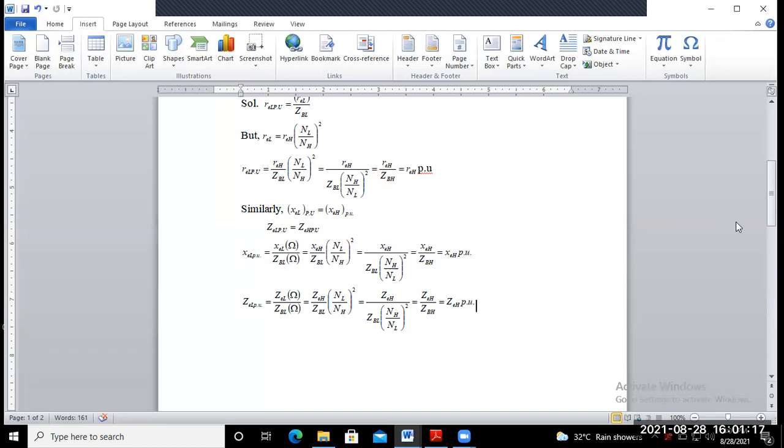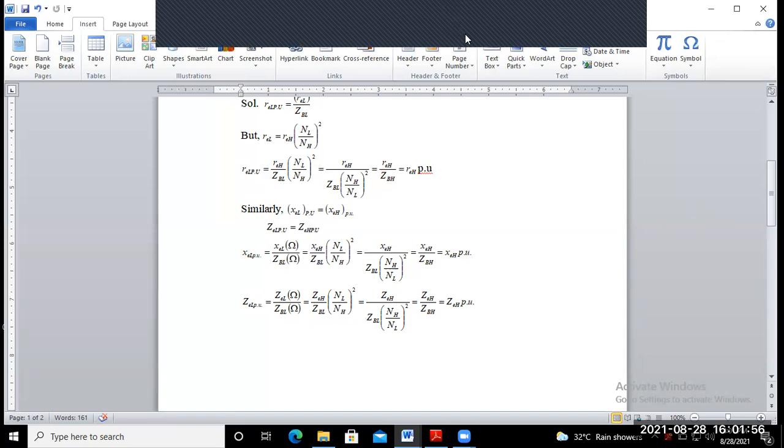Okay, fine. You may find some more problems based on this formula, and you should solve and practice all these things. So we stop here, and in the next class we will discuss other things. We will practice some problems based on this.